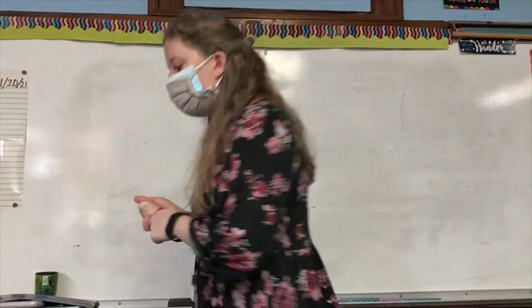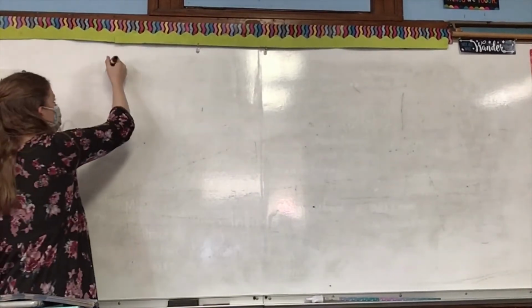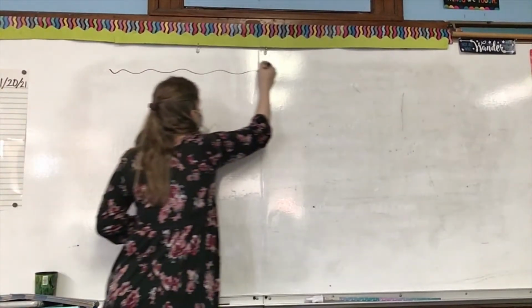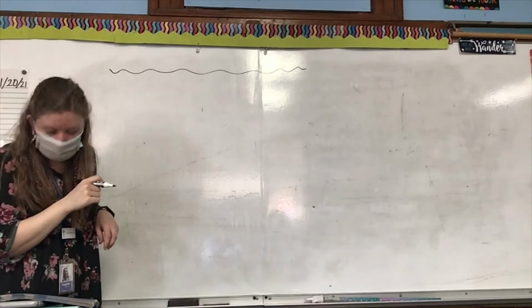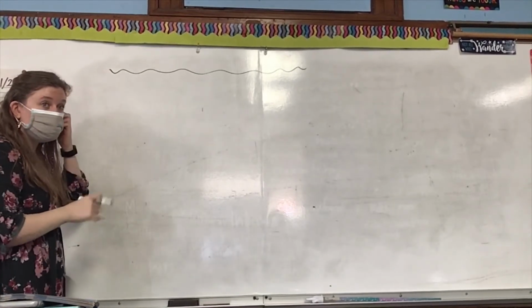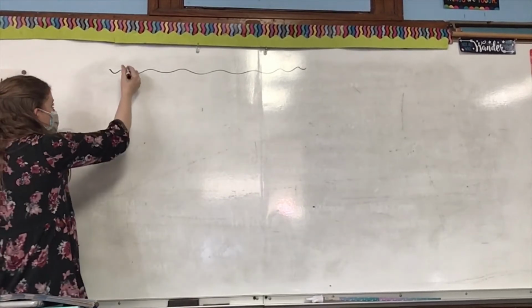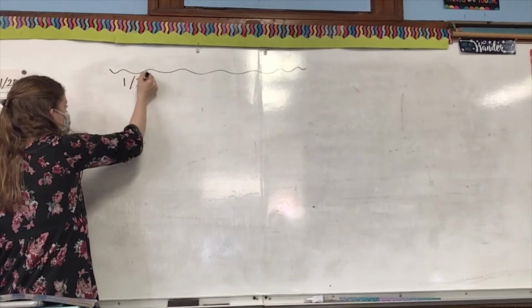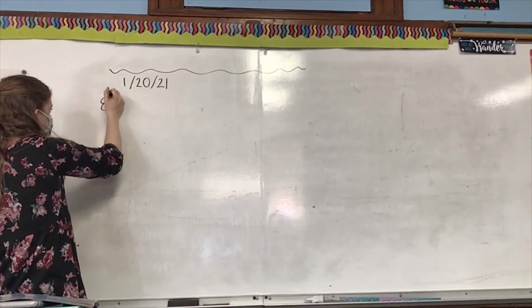Go ahead and draw your squiggly line underneath number 7. And we're going to add 5 words today. So Mason, you'll have 5 words tonight. Okay? You should have your squiggly line and today's date, January 20th, 2021, and we're starting with number 8.